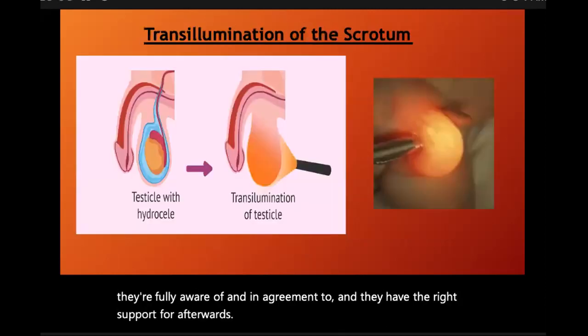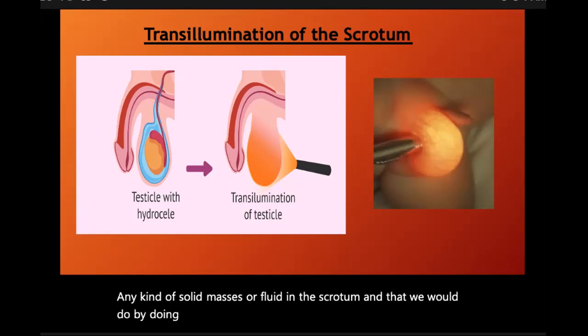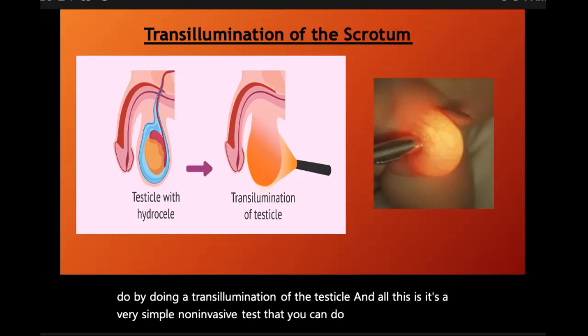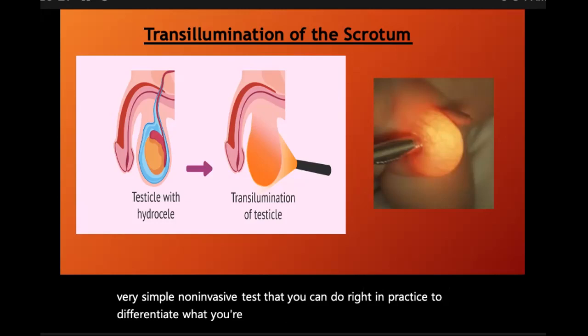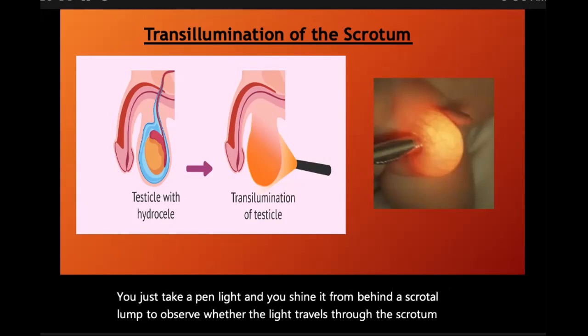Okay, so in terms of how do we test for any kind of solid masses or fluid in the scrotum, we would do that by doing a transillumination of the testicle. And all this is, it's a very simple non-invasive test that you can do right in practice to differentiate what you're dealing with. You just take a pen light and you shine it from behind a scrotal lump to observe whether the light travels through the scrotum and it illuminates the lesion.